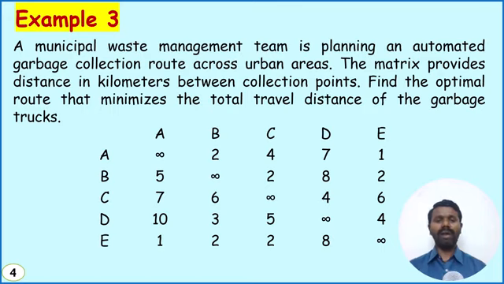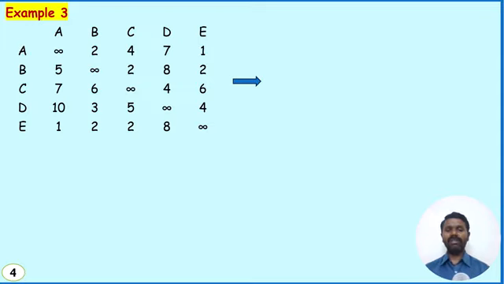Then let us solve one more problem, that is a 5 by 5 matrix. A municipal waste management team is planning an automated garbage collection route across urban areas. The matrix provides distance in kilometers between collection points. Find the optimal route that minimizes the total travel distance of the garbage trucks. So A to E, there are some areas where they need to collect the garbage. We need to find the optimal route. So now this also we will be solving in the same manner.